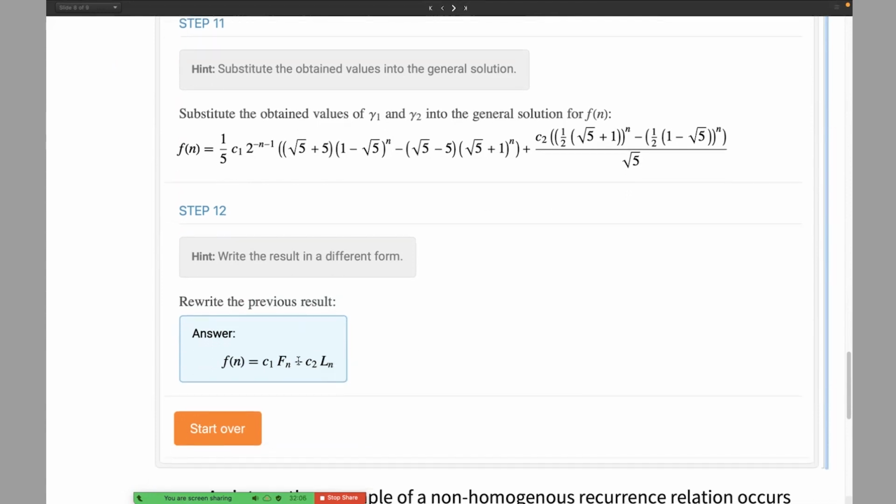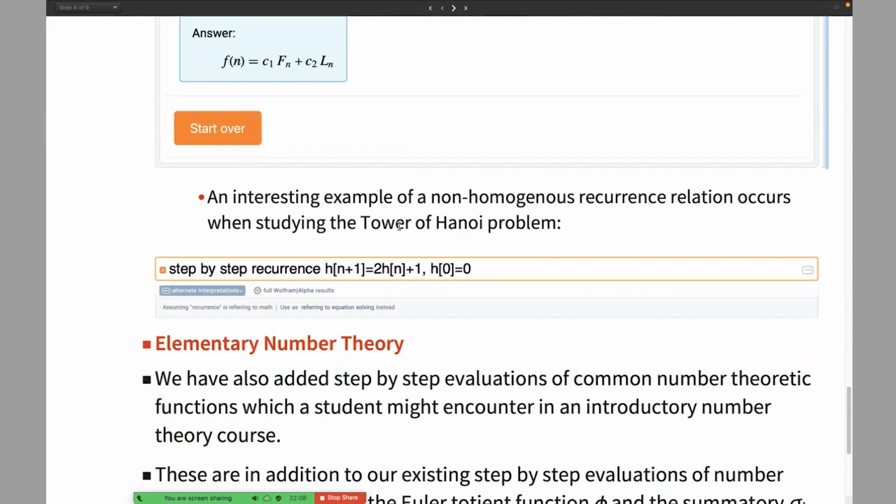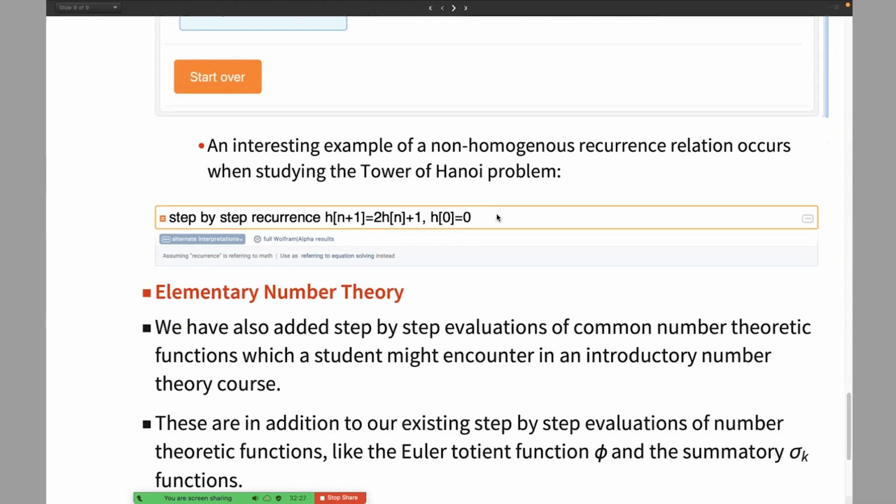This would be further reduced if we introduce boundary conditions. So let's look at an example with boundary conditions involved. And this is also an example of a non-homogeneous recurrence relation: the number of steps required to solve the Tower of Hanoi problem. I think everybody here should be familiar with the Tower of Hanoi problem. It's basically a simple game.